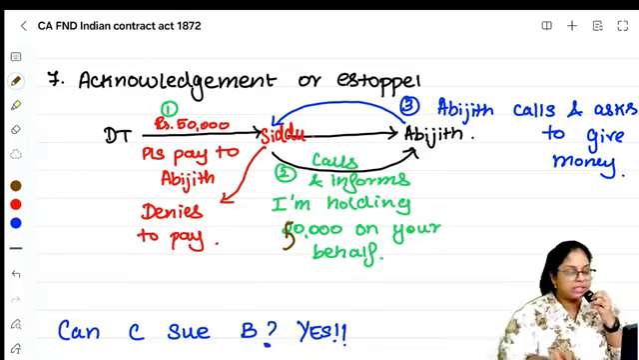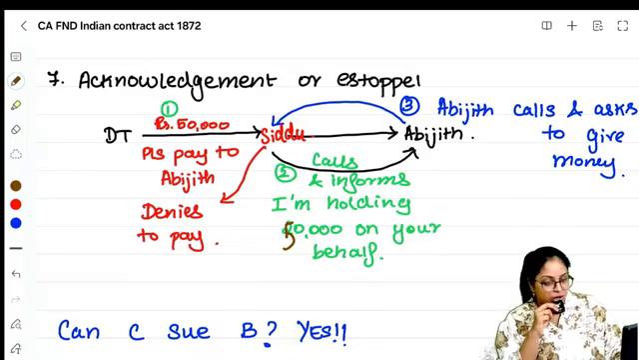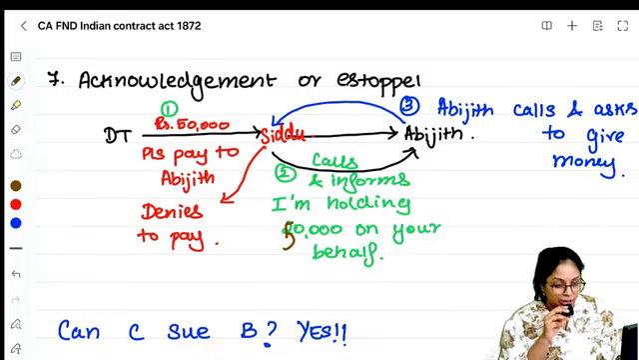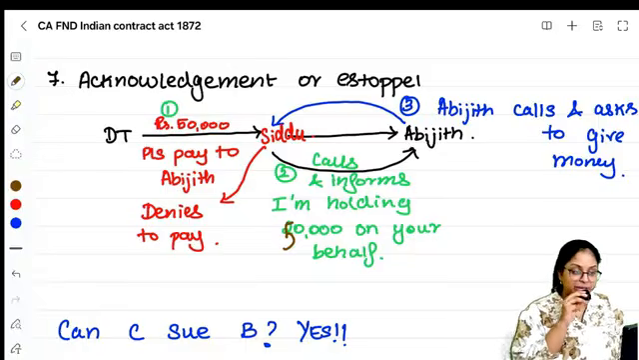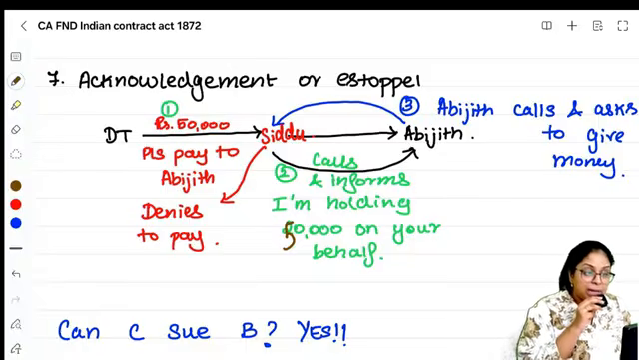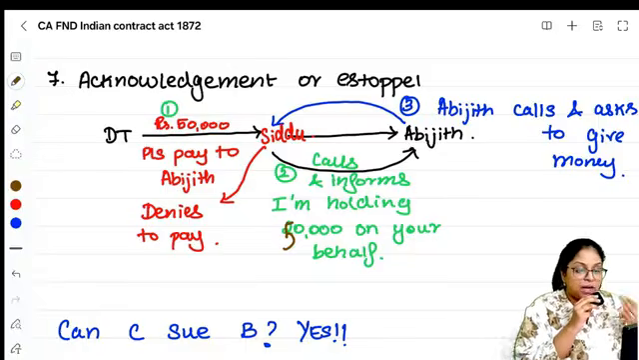Now, Abhijit comes back from his Thailand trip. He calls Siddharth. Siddharth says, what money? Who are you? Cut the call. Right? Now you tell me, can Abhijit file a case against Siddharth? The answer is yes. Though the contract happened between DT and Abhijit, Siddharth himself acknowledged that he is a part of this contract.